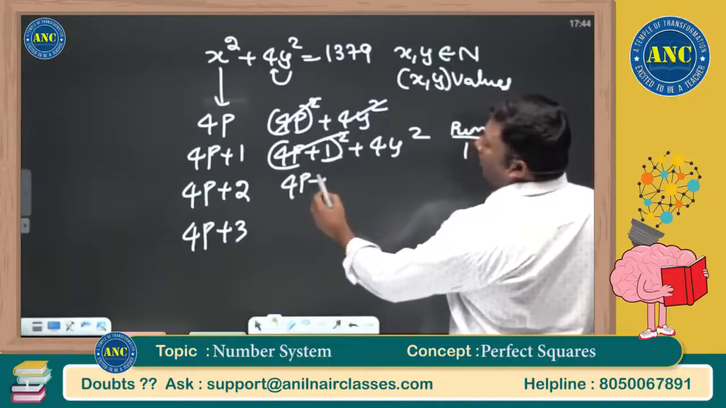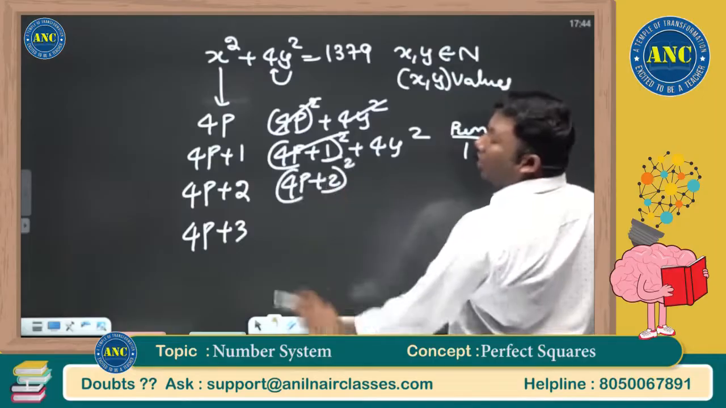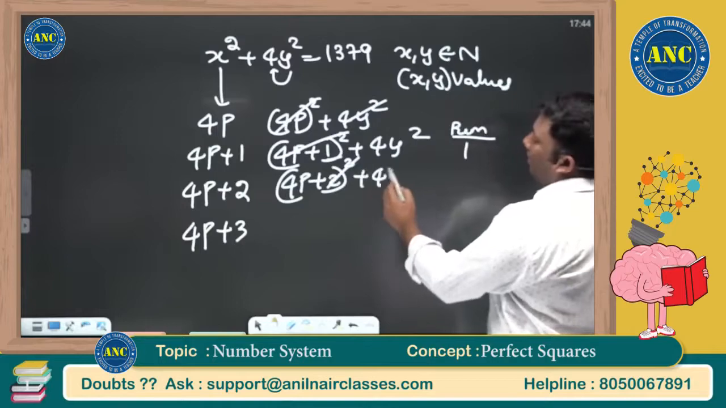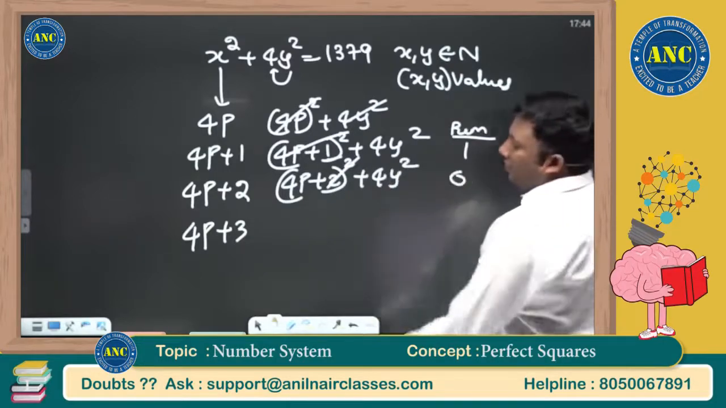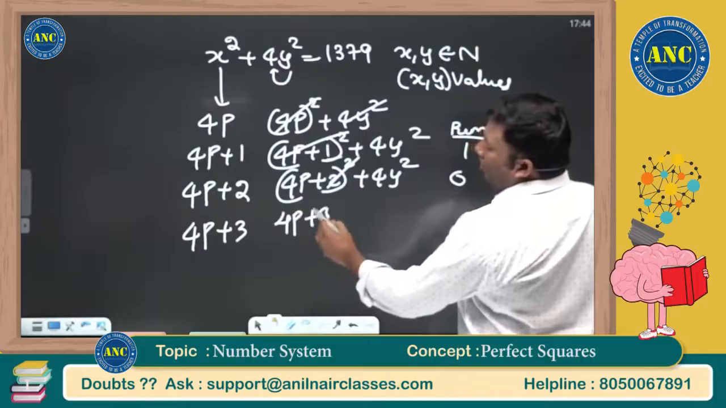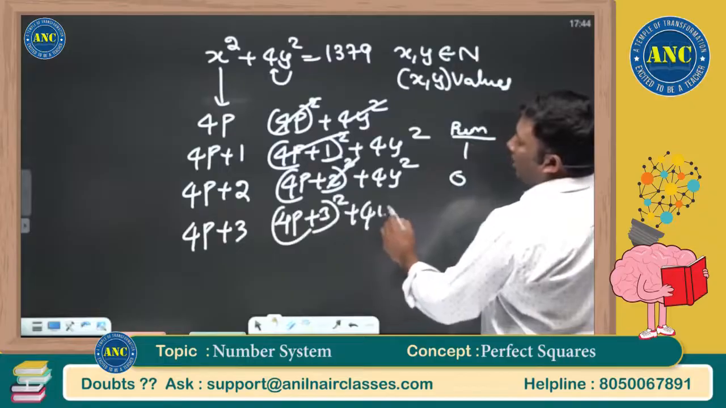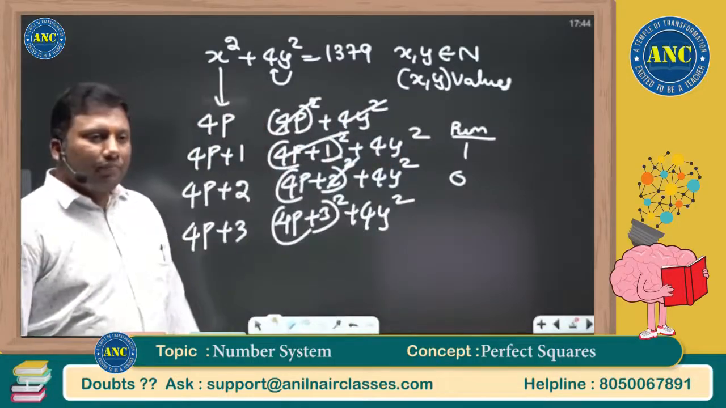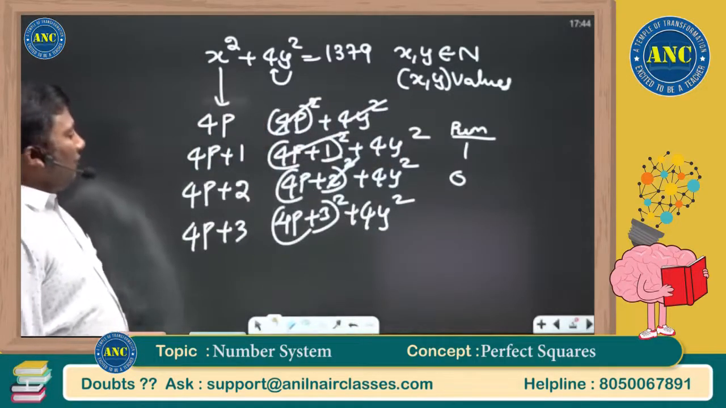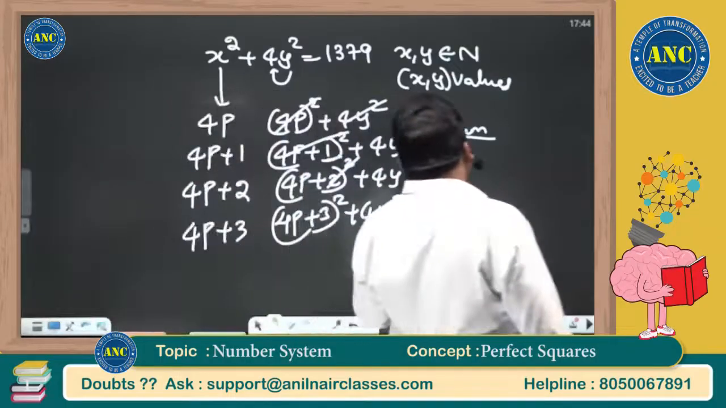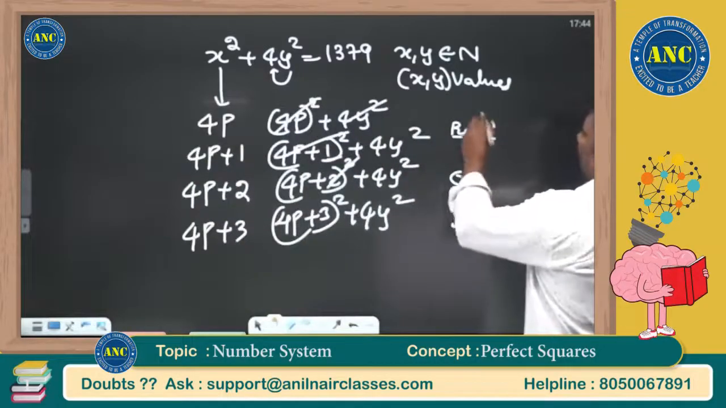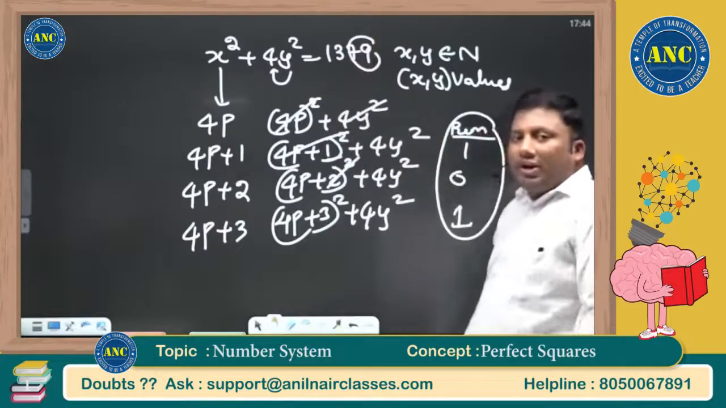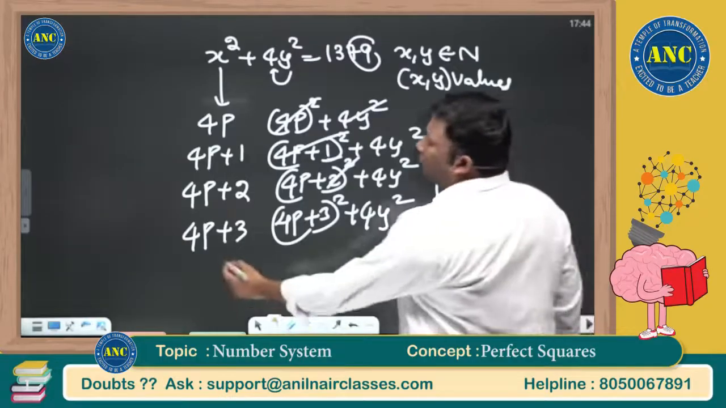4p plus 2 whole square: 4p whole square is divisible by 4, 2 into 4p is divisible by 4, 2 square is divisible by 4, plus 4y square. Remainder 0. 4p plus 3 whole square plus 4y square: 4p square is divisible by 4, 2 into 4p into 3 is divisible by 4, 3 square is 9, and 9 when divided by 4 gives remainder 1. Either remainder 0 or remainder 1. 1379 is 4 into 344 plus 3, so same thing you will get.